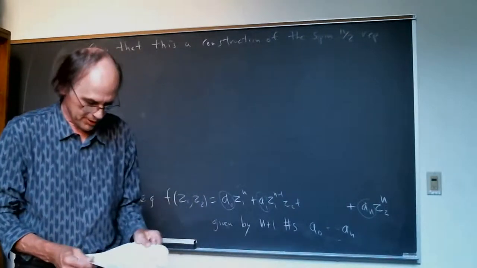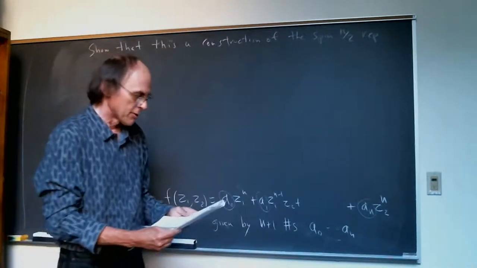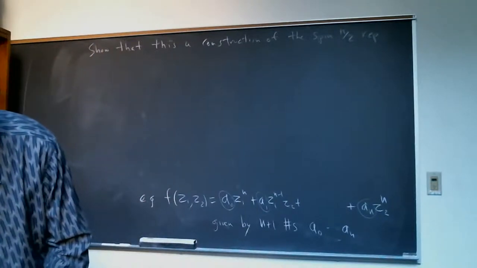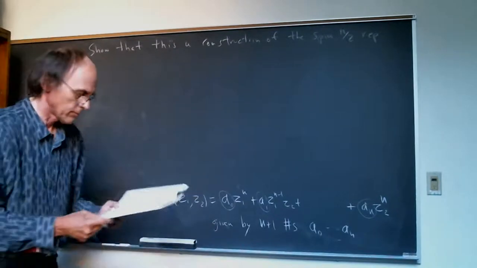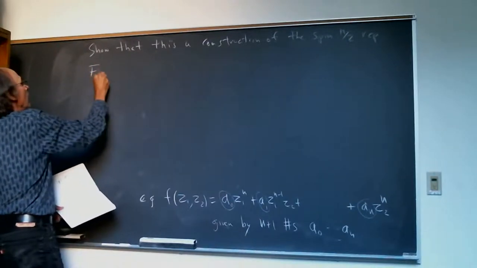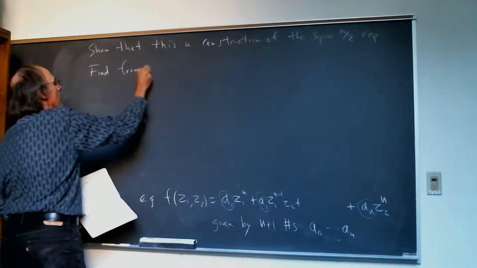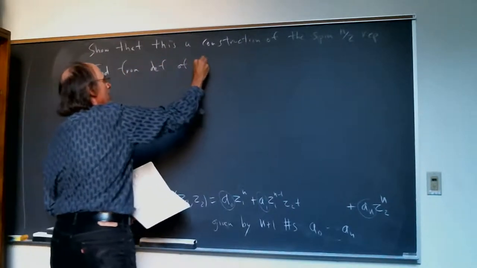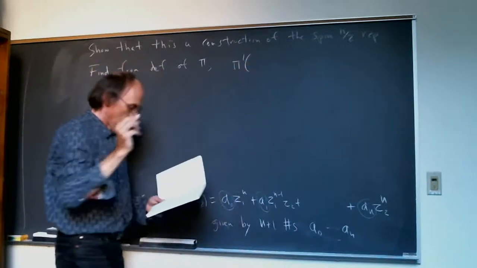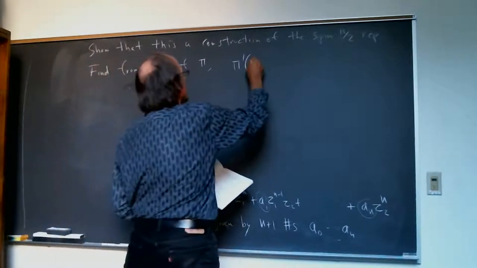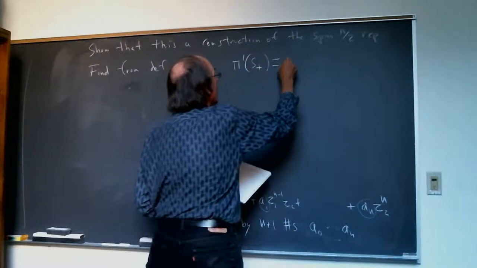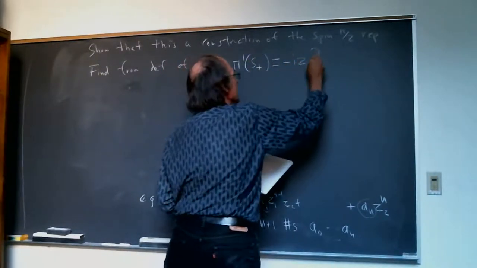I don't really got to kind of work these things out. Let's see. Anyway, I think actually I wrote this down here. So you find, from the definition of pi, if you differentiate it, that pi prime of s plus, let's say, is equal to minus i z1 d/dz2.